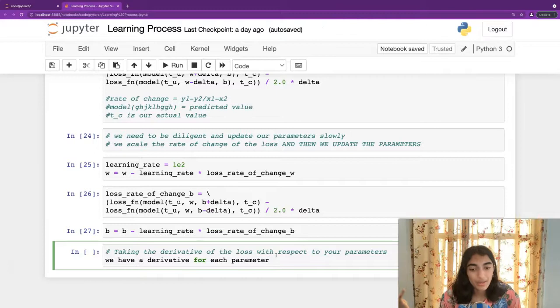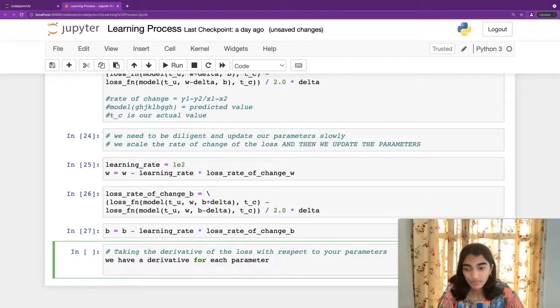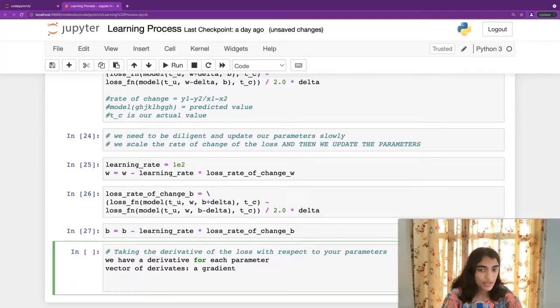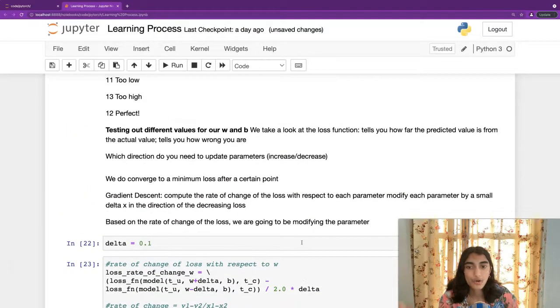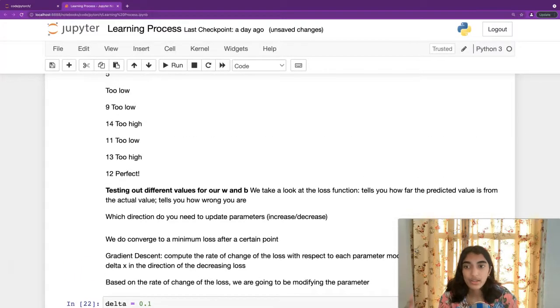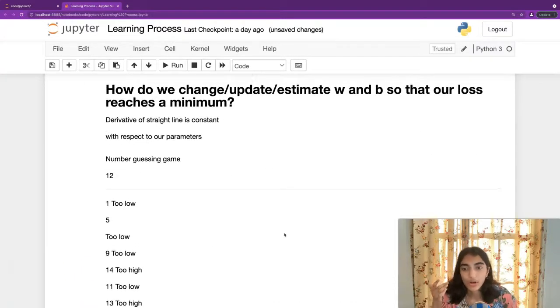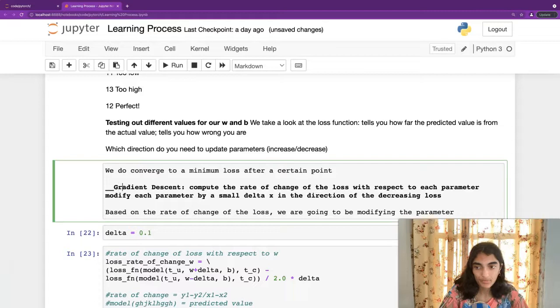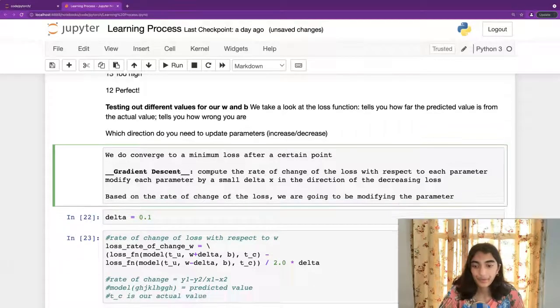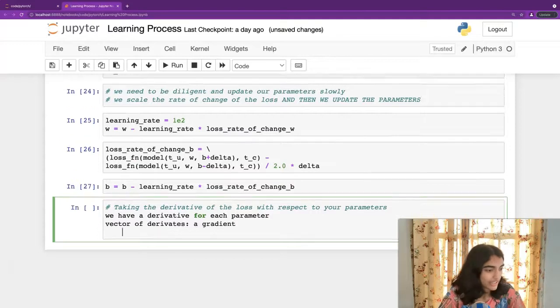And so when we have tons of parameters, we're going to have a large vector of derivatives. That vector we call a gradient. So a vector of derivatives is called a gradient, and that's where we get the name for this algorithm for updating our parameters: gradient descent. Maybe we should bold this.